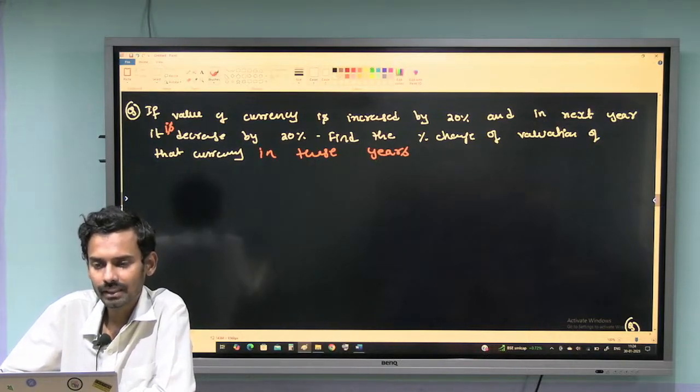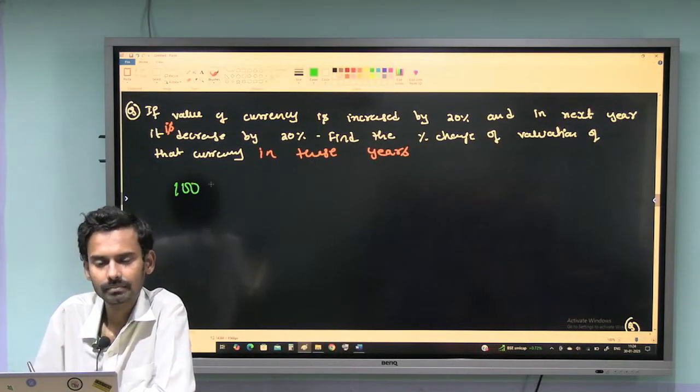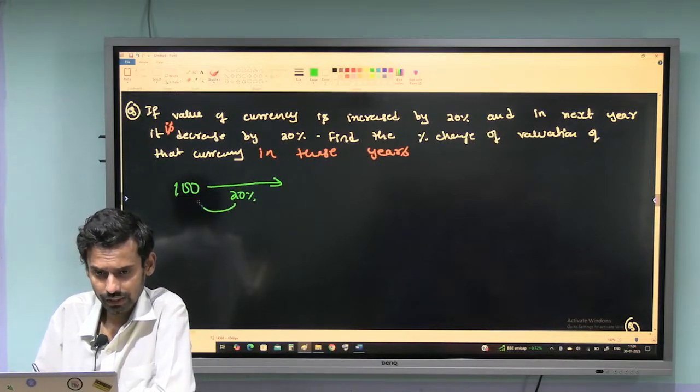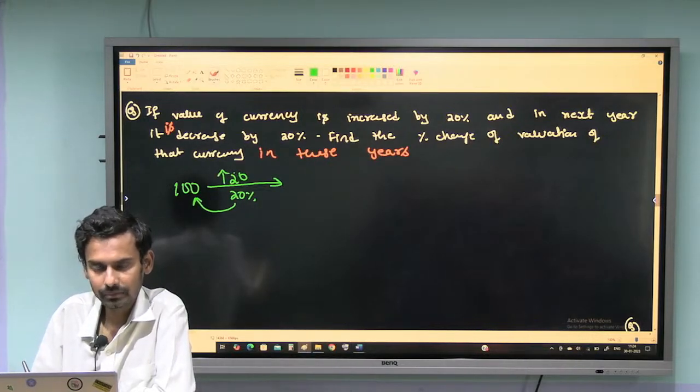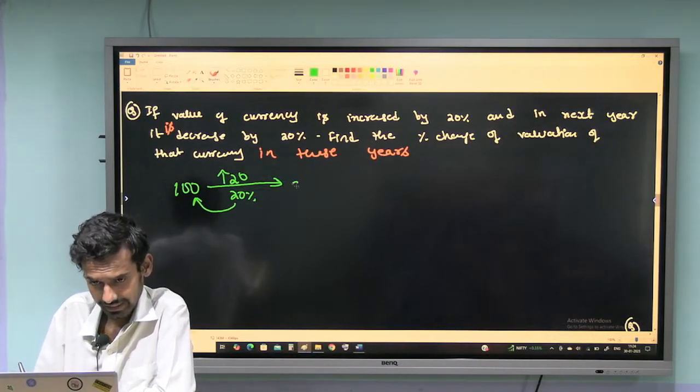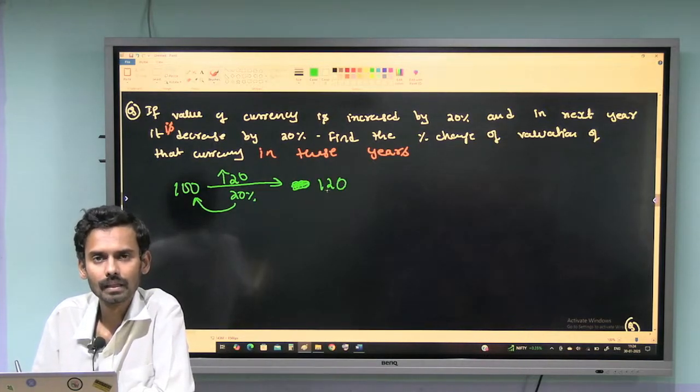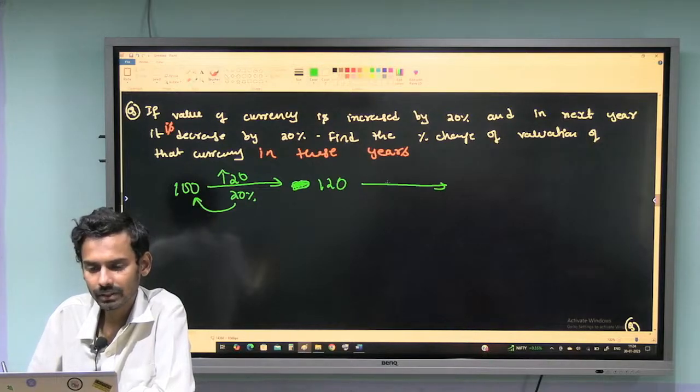Same thing, assume that the valuation of the currency is 100, increase it by 20%. So I need to take 20% of 100, which is 20. If I increase something by 20, I will get 120. Next, I need to decrease this by 20%.